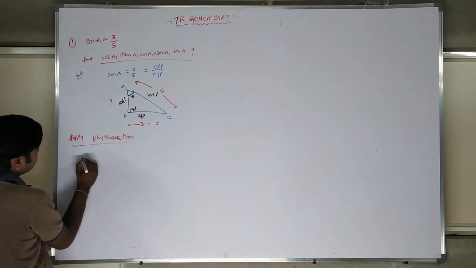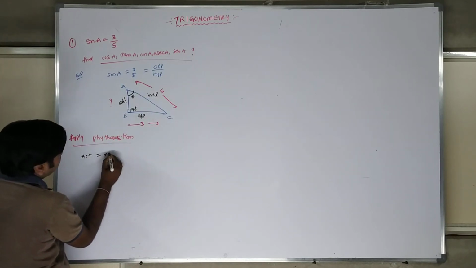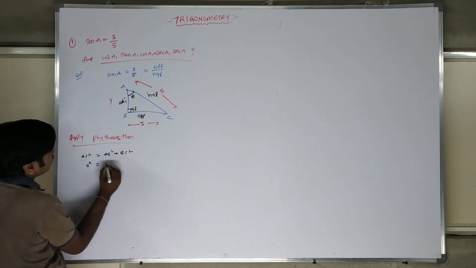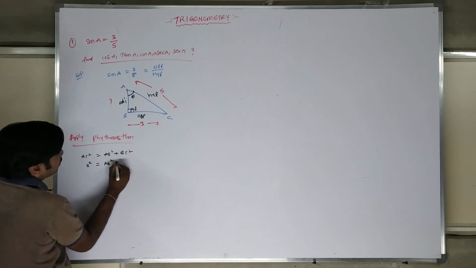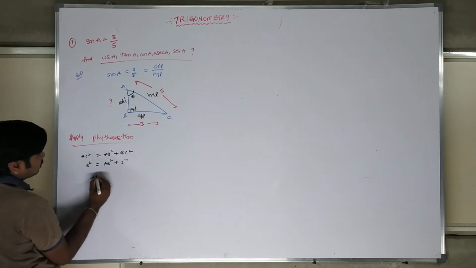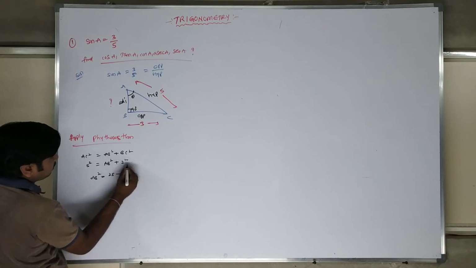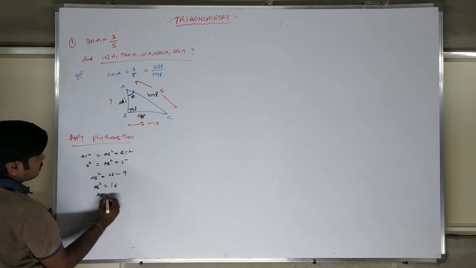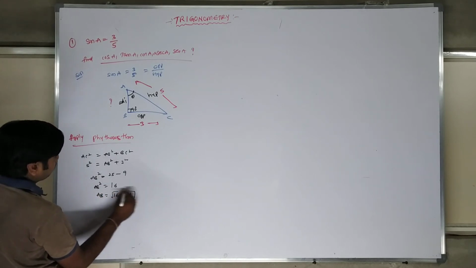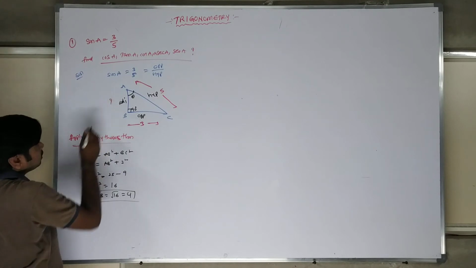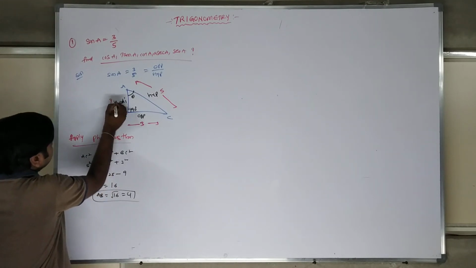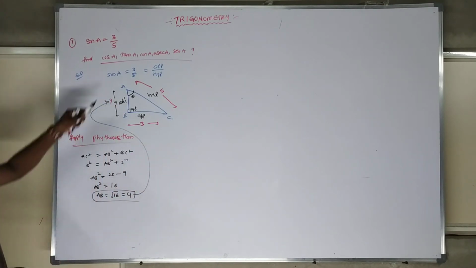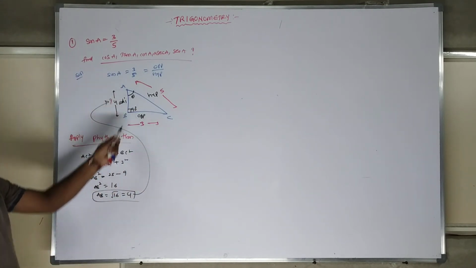From the Pythagoras theorem, AC square is equal to AB square plus BC square. AC square equals 5 square, AB square is the question mark, BC square is 3 square. So AB square equals 25 minus 9, which is 16. AB equals root 16, which becomes 4. So the question mark is 4. You can write 4 here. When sin A is given, you get all 3 sides.